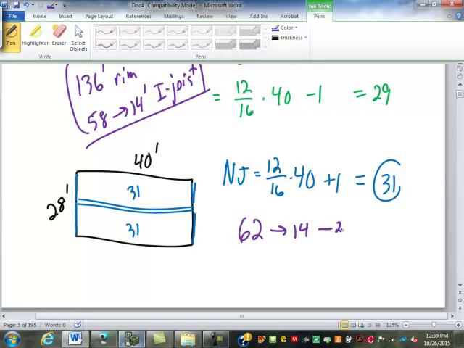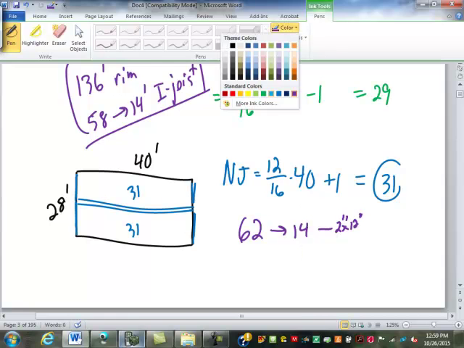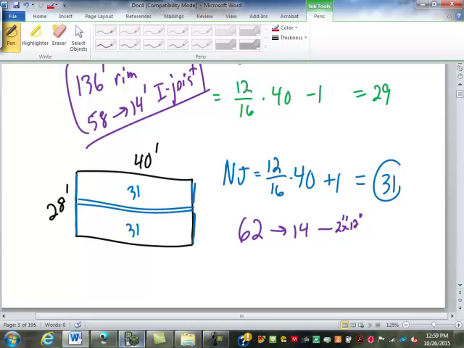14-foot 2x12s. And we still need rim joist, but we're just going to use 2x12s. We have 40 and 40, 80 feet of rim. Again, just another 80 feet of 2x12s, whatever lengths we have.